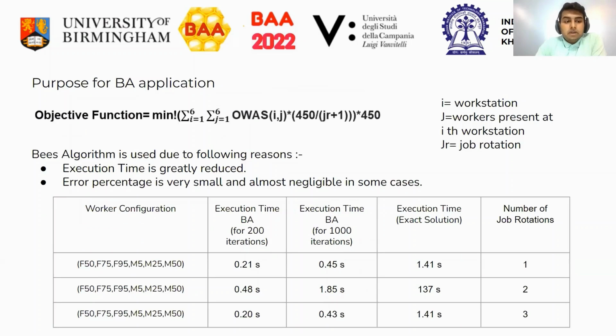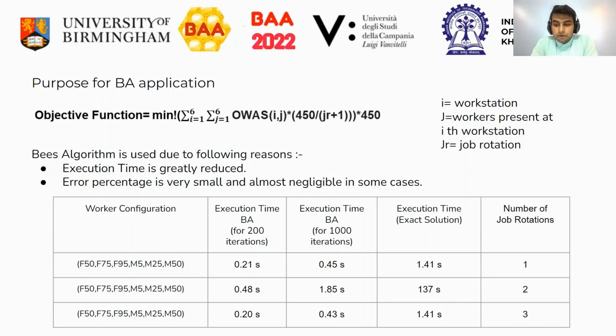On the top, you can see the objective function which we have minimized for this problem. We have used the Bees algorithm mainly for two reasons. Execution time is greatly reduced, and the error percentage is very small and almost negligible in some cases. A demonstration of how execution time is greatly reduced is shown by the table below.